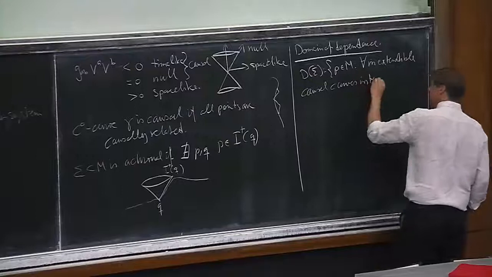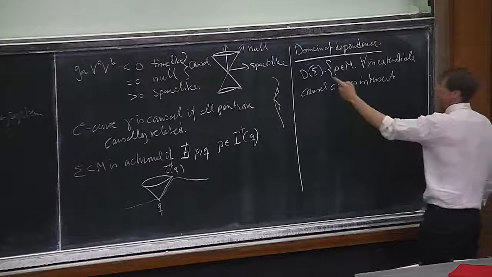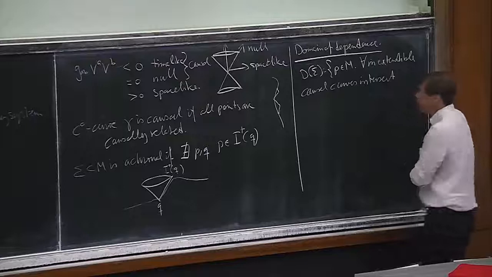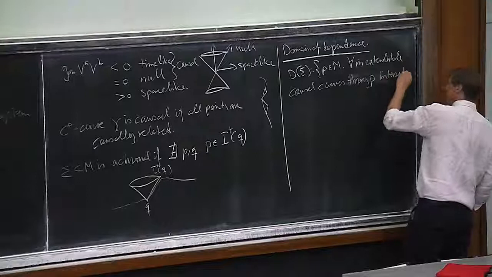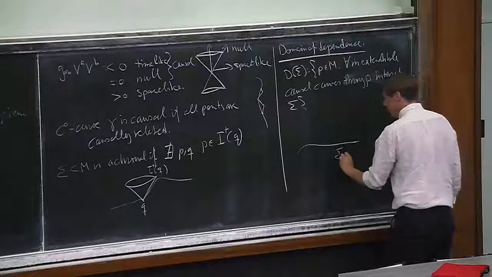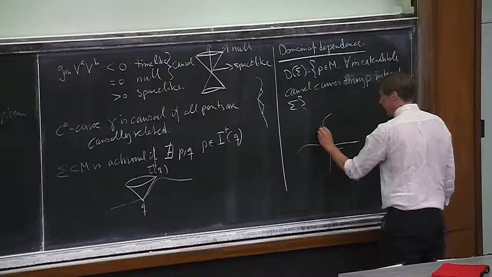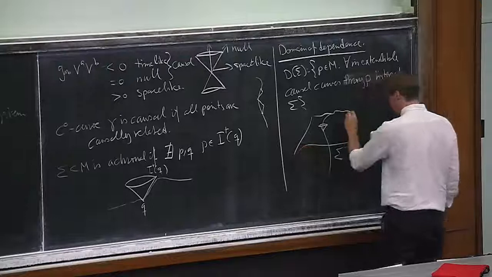So the domain of dependence of some subset sigma is the set of points such that any inextendable causal curve through the point must intersect sigma. So the picture is like this. So here is sigma. Here is a causal curve. In the domain of dependence, this has to intersect sigma, so something like this.